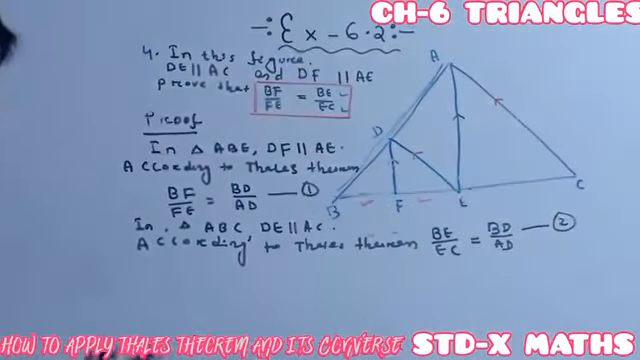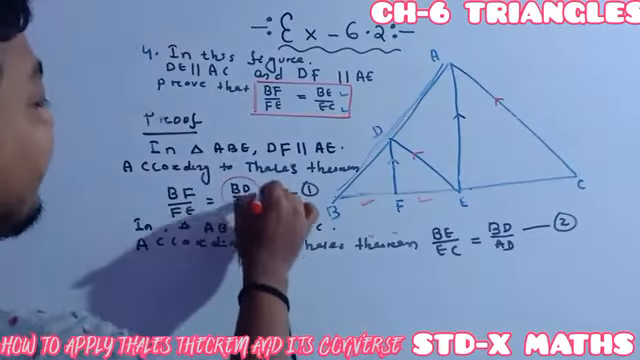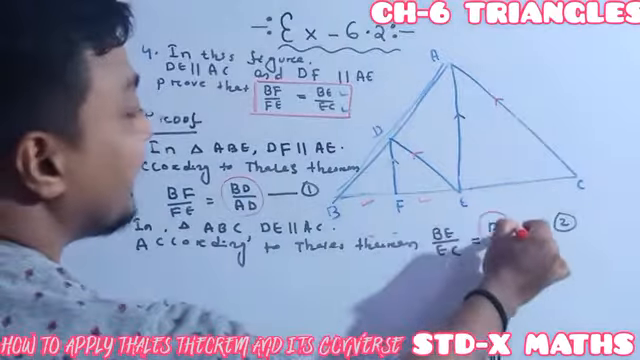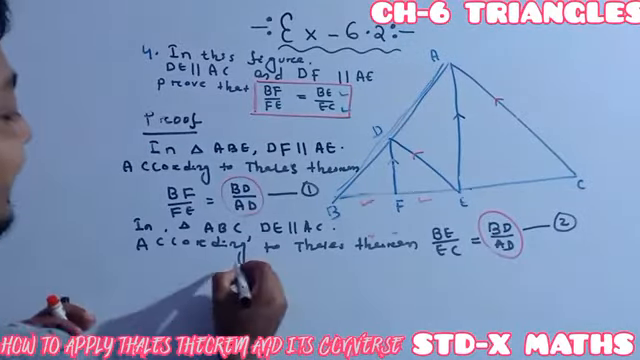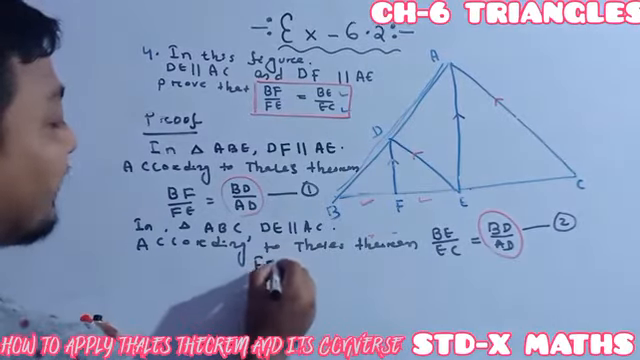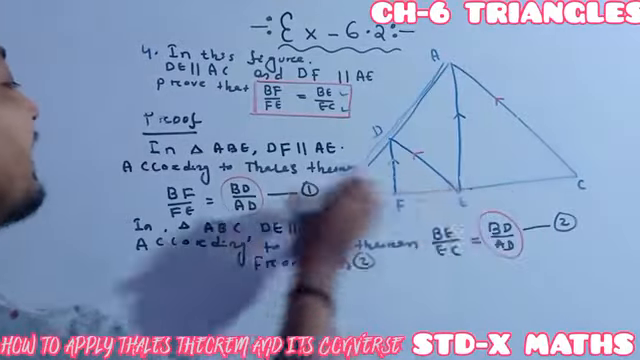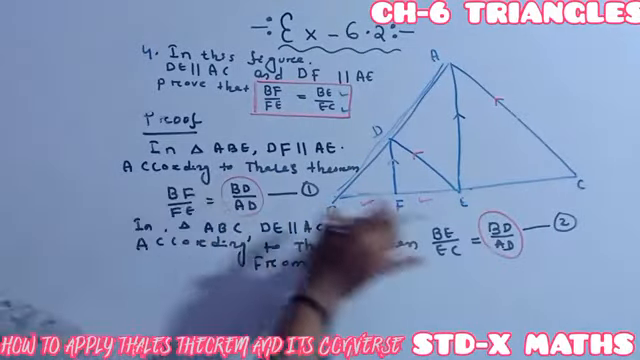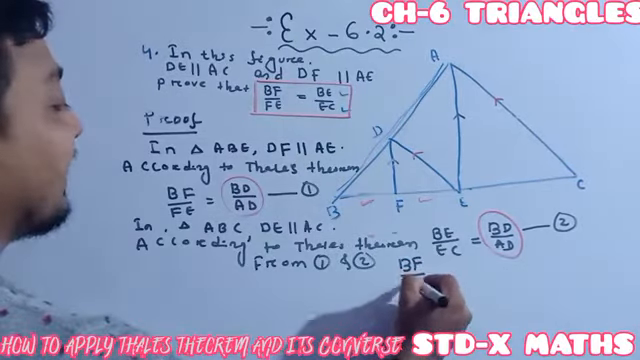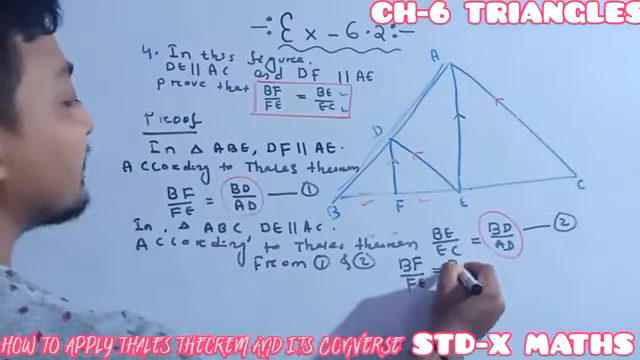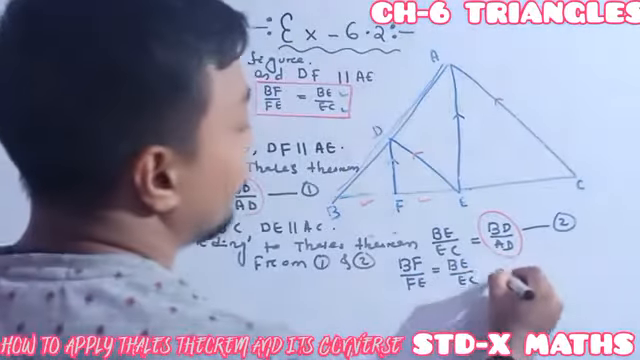See, in equation 1 and equation 2, which one is common? BD by AD is in both. So directly one can write from equations 1 and 2 that this one matches with this one, so the left side is the same, so BF divided by FE is the same as BE divided by EC. Proved.